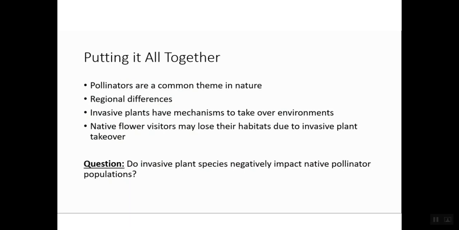So my question that I kind of looked into overall was, do invasive plant species negatively impact native pollinator populations? This is a concern because if you lose your pollinators, then you lose more plants, and then you lose more biodiversity, and then there's more takeover. So it was kind of where I started.